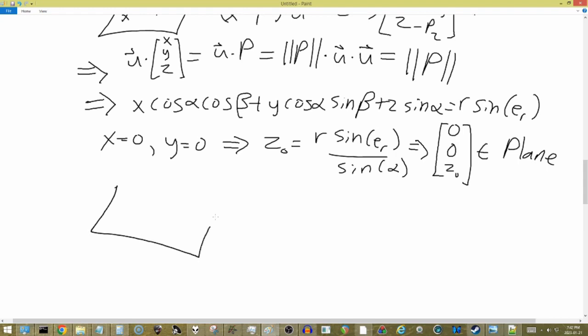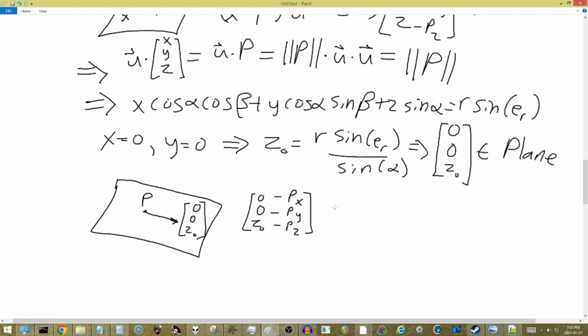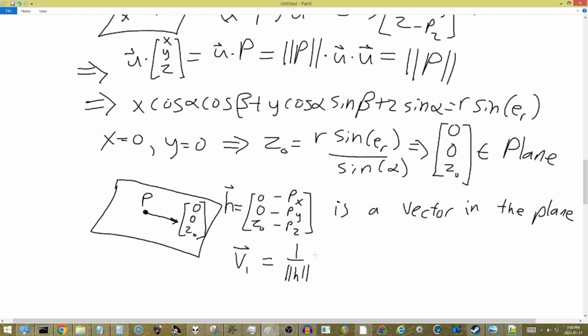Now, when we think about our plane here, we've got our point P, which is the center of the circle of equal altitude, and then we've got this point here, (0, 0, z naught), and that is a point in the plane. So this vector here, (0, 0, z naught) minus (px, py, pz), that's a vector in the plane. Meaning if you have the tail of the vector at P, then that vector stays in the plane. So now we define v1 equals, we'll call this h, 1 over the magnitude of h times h, is a unit vector in the plane.